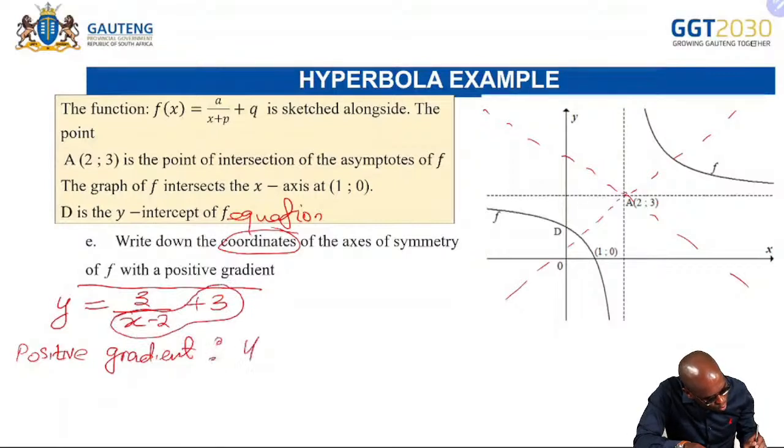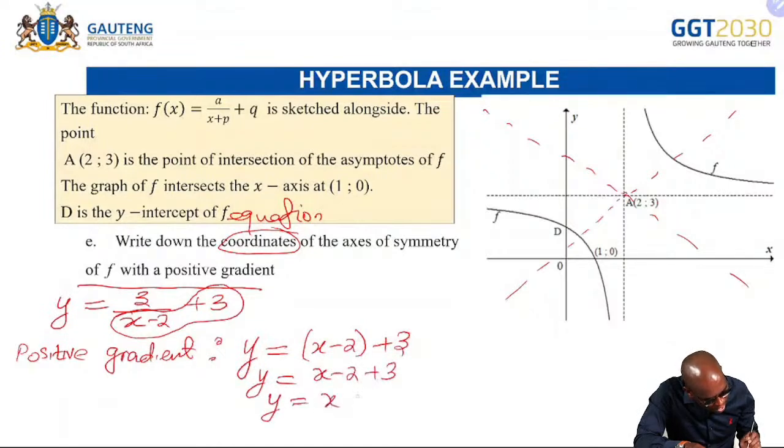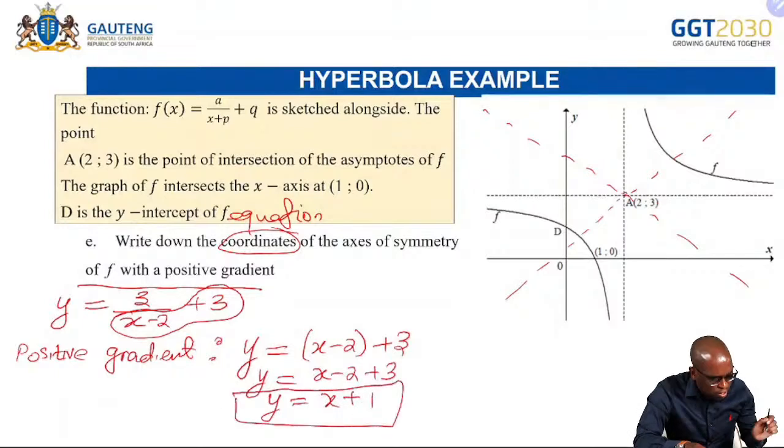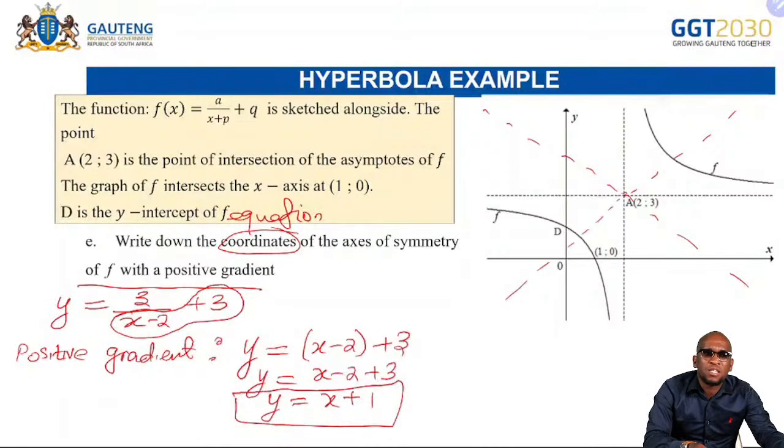We're going to say y equals x minus 2 plus 3. Then y equals x plus 1. So that would be the equation of the axis of symmetry with a positive gradient. That's how you simply get it from your equation there.